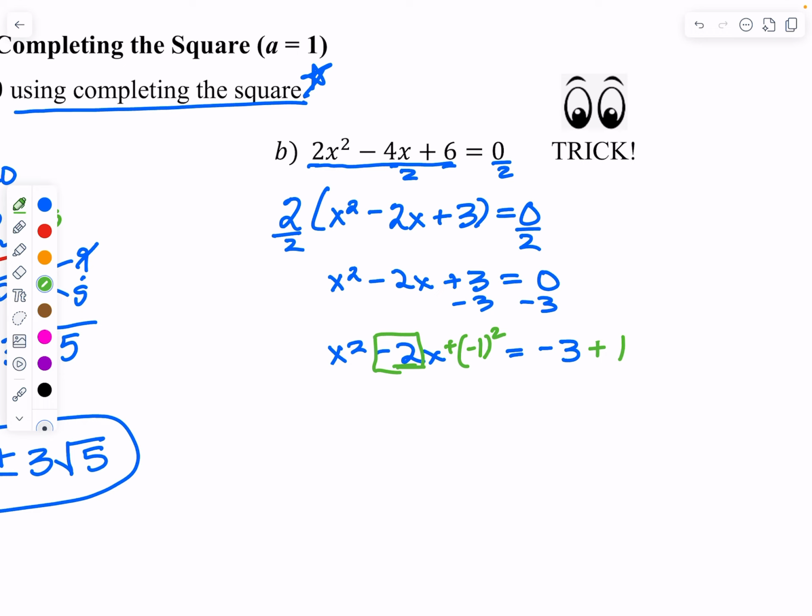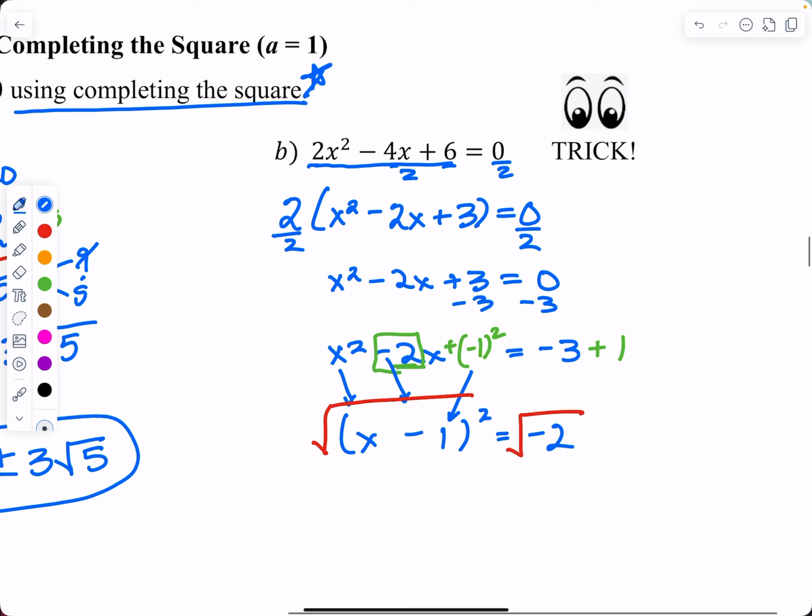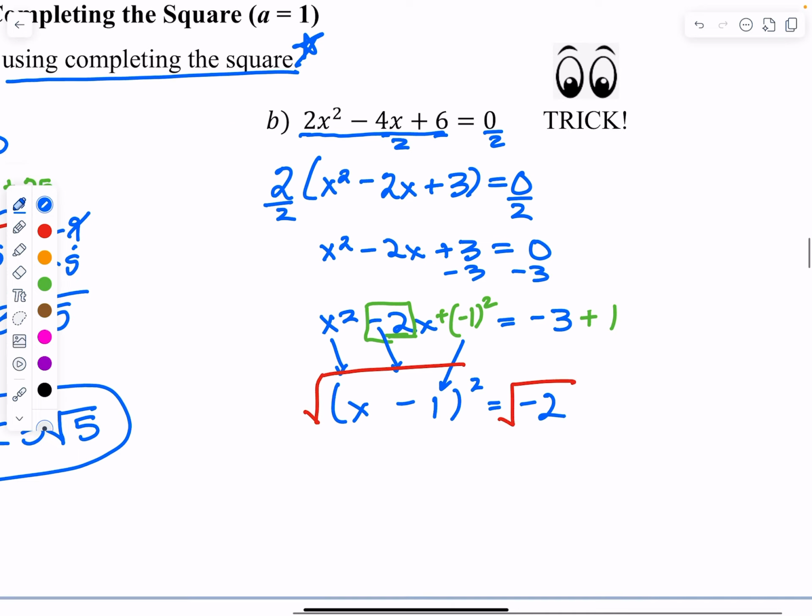So now I'm going to pull down my parts. So I'm going to bring down my x. I'm going to bring down negative 1 squared, which is just a 1. And I bring down my minus sign. So that gives me what? A negative 2 on the other side. So I have x minus 1 quantity squared is negative 2. And then, once again, I'm just ready to do the square root property. So that gives me x minus 1 on the left.